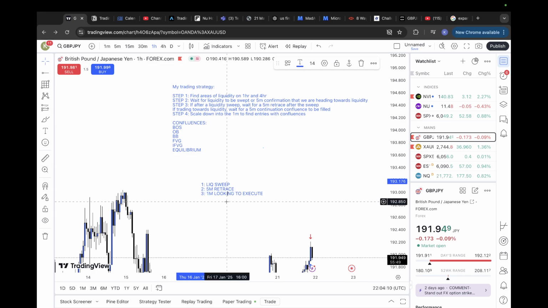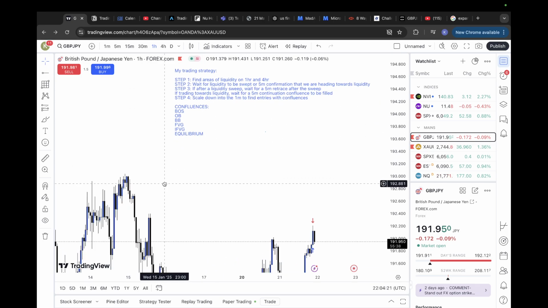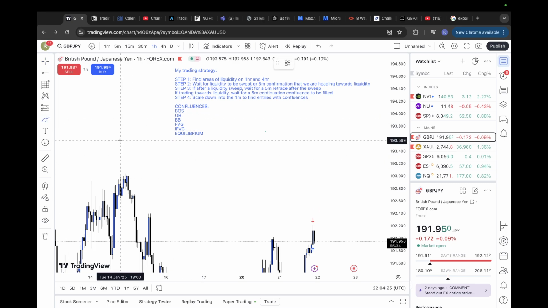So the next step is looking at the confluences that we'd use to trade them. And these work on any time frame, for both of my two separate legs of the strategy. We obviously have break of structure, which you all should know. Break of structure is when we push past a high or close below a low. That's classed as a break of structure.